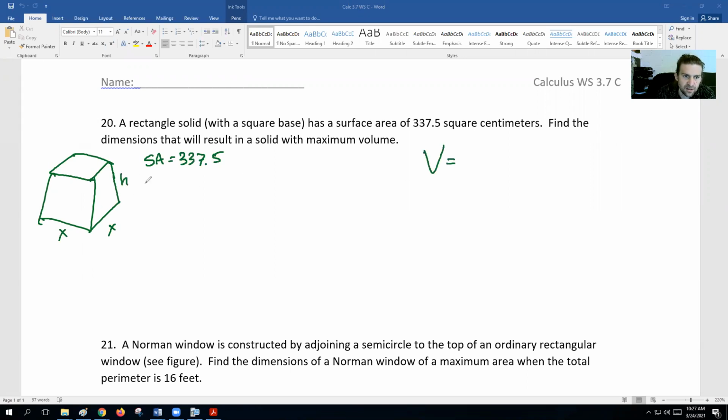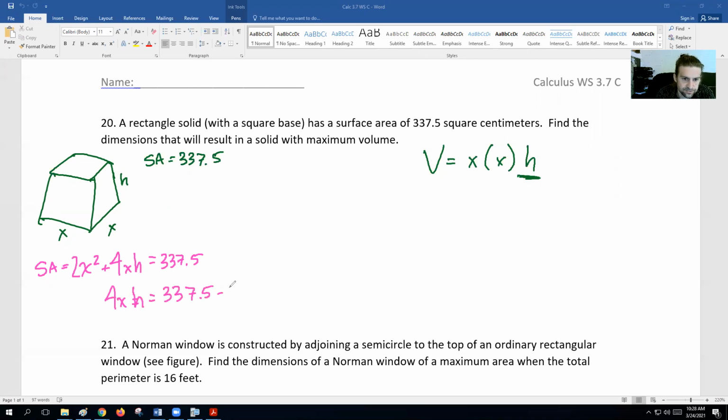So volume is going to be x squared times h, because that's the height. All right, so we've got to change this h and substitute it out. Let's get the surface area here. The surface area, if you think about it, well, we'd have x by x, and we'd have two of them, one for the top and one for the bottom. So we got 2x squared, and then plus we would have an x by h on the front, back, and then even on the left and right, so 4 x by h's. That's got to equal the 337.5. So we can get this h by itself by first subtracting the 2x squared and then dividing by 4x.